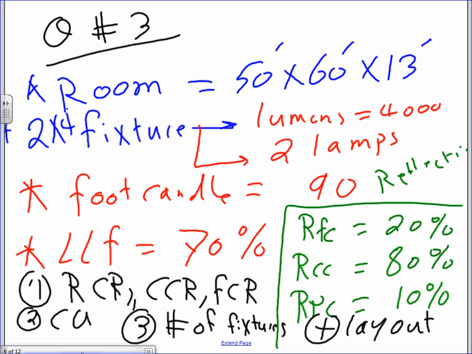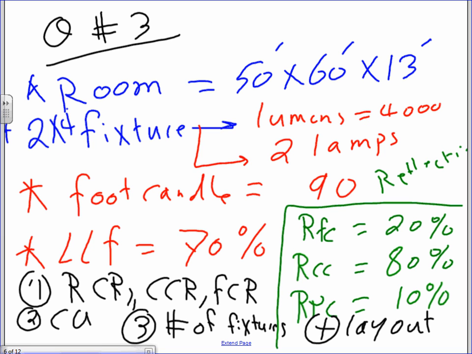So we're going to find how many fixtures we need based on this criteria. You have to find the room cavity ratio, coefficient of utilization, number of fixtures, and layout in this order. Otherwise, you can't do them. You have to find one to find the other. Any comments, any questions, guys, about this? The only thing that's missing from this equation is the height of the cavities. I have to tell you the height of the cavities.